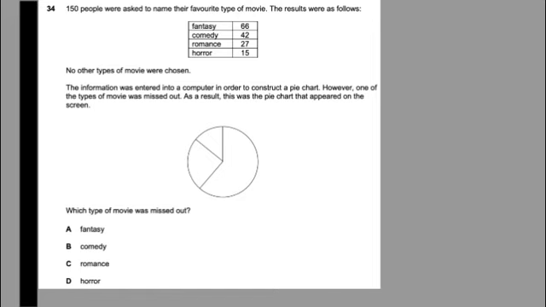If we multiply 15 by 2, then we get 30. 30 plus 27 equals 67, which is closest to fantasy, which is 66. Therefore, we can conclude that the missing part is comedy, which is option B. Now to the next question.